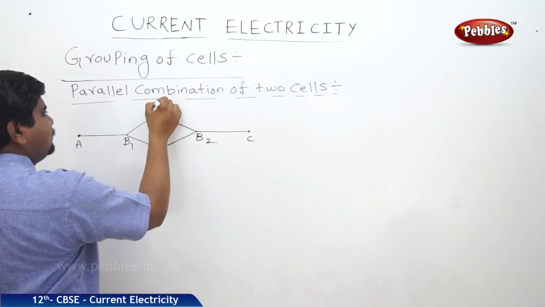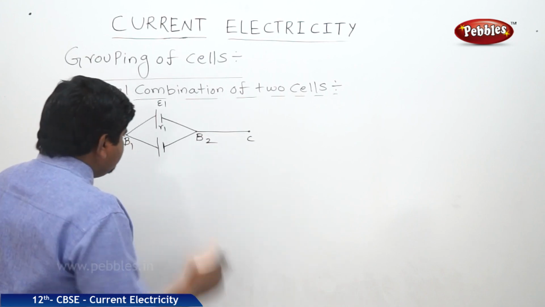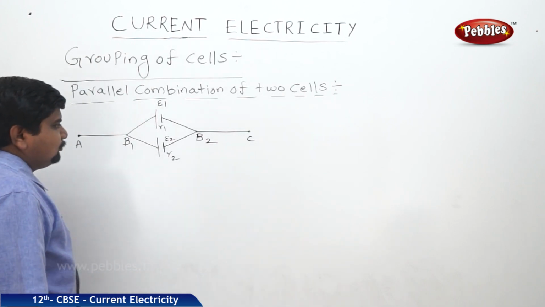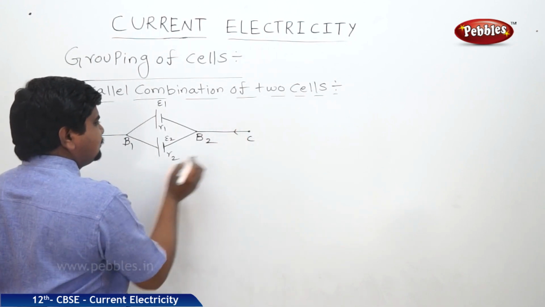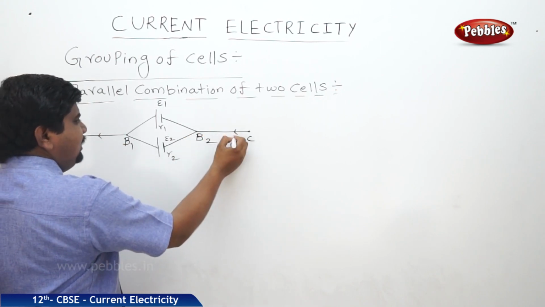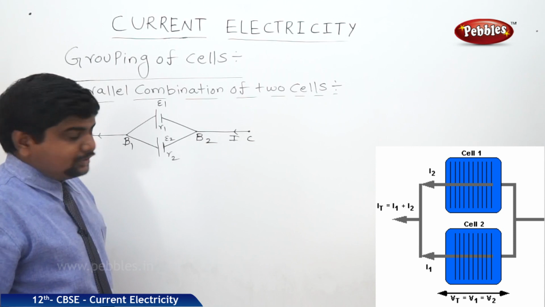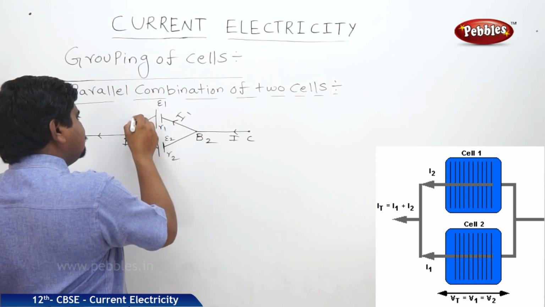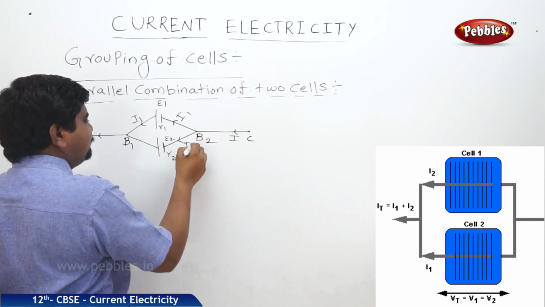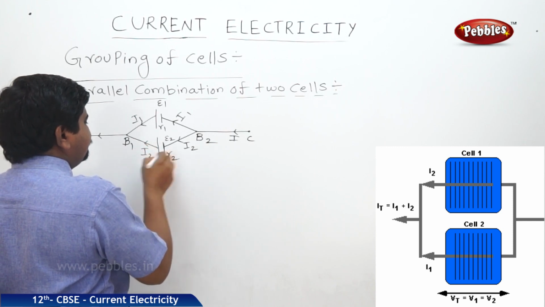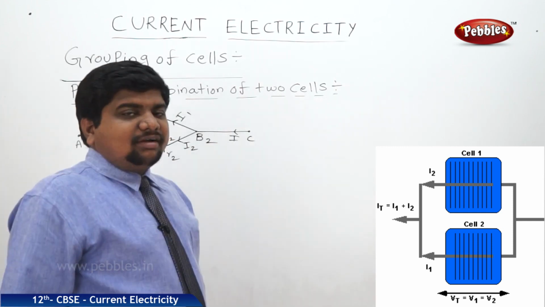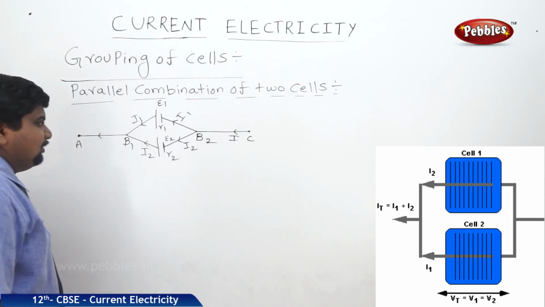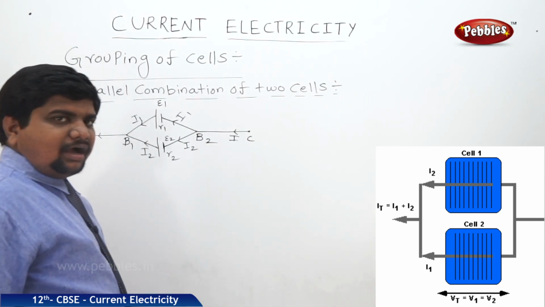This is the first cell, containing E1 EMF and internal resistance R1. Second cell, E2 EMF, R2 internal resistance. Now what we should find out, this is the direction of current. Whenever I amount of current touches B2, it splits into two paths. In this direction it is I1, in this direction it will be I2. We know that in parallel combination of resistors or cells, I is equal to I1 plus I2. So first we will find out the I value. With respect to that we will get E and R both.